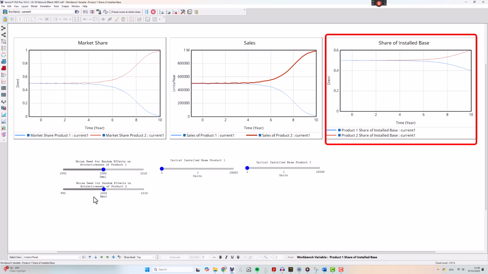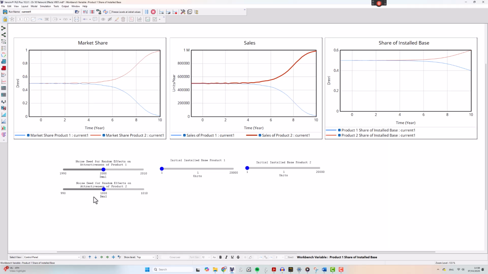However, if you look at the share of the installed base, what you'll see there is that even though one product, in this case product 2, dominates the sales, the other product, product 1, still has a significant share of the installed base, even though it's dead in the water sales-wise.